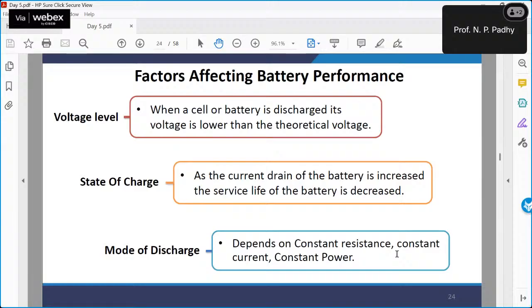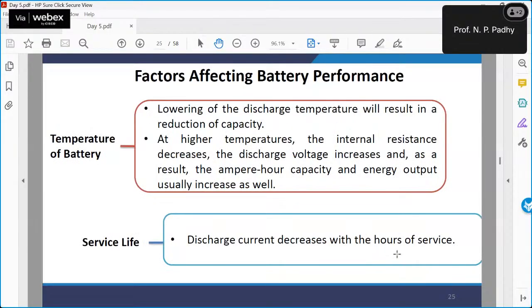You say this is a good battery, that is a bad battery. First is voltage level. When a cell or a battery is discharged, its voltage is lower than the theoretical voltage. State of charge: as the current drain of the battery is increased, the service life of the battery is also reduced. Mode of discharge depends on constant resistance, constant current, as well as constant power. Factors affecting battery performance are mainly due to the temperature of the battery. Lowering of the discharge temperature will result in a reduction of its capacity. At higher temperature, the internal resistance decreases.